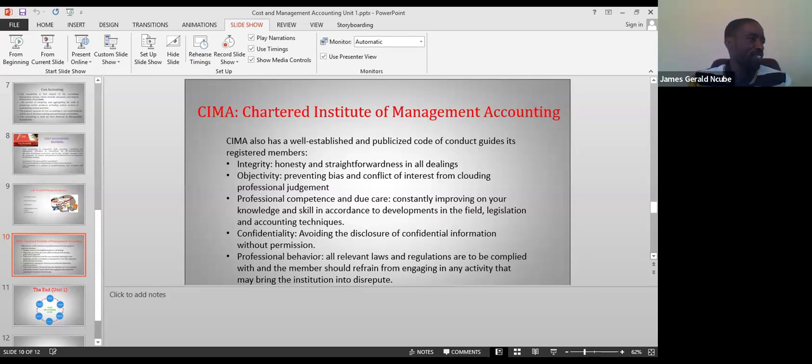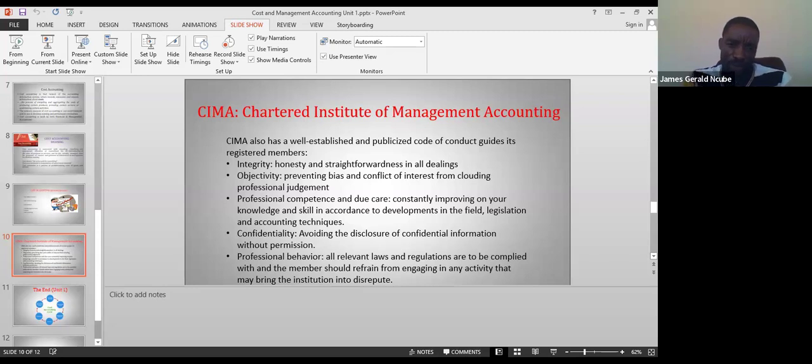Confidentiality, that's very critical. You can imagine, because you've been invested with all the authority and the trust to know information which may be very sensitive. So management accountants must be people of high confidentiality. They must be able to avoid the disclosure of confidential information without permission from the entities that are involved.